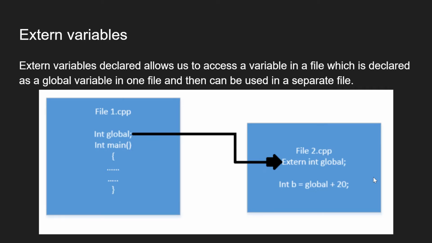External variables allow us to access a variable in a file which is declared as a global variable in one file, and that can be used in a separate file. So this is kind of related to global variables. In C programming, it's better to declare an external variable if you want to access a variable in a different folder and a different file. So yeah, those are the 5 different types of storage classes that we use in C and C++.